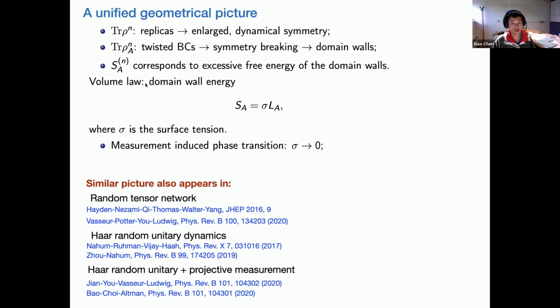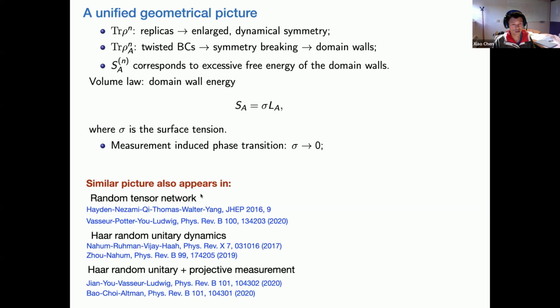So in the volume-law phase, the domain wall energy is extensive, and this sigma here could be considered as some surface tension. As we increase the measurement rate, sigma will decrease, eventually becoming 0 at a critical point. So this picture not only appears in this SYK technique, it also appears in other works.